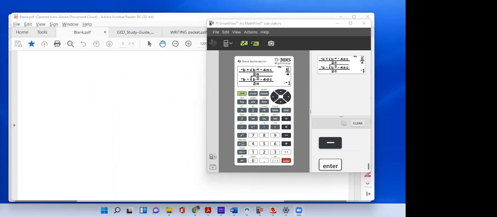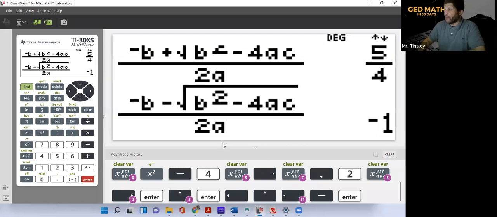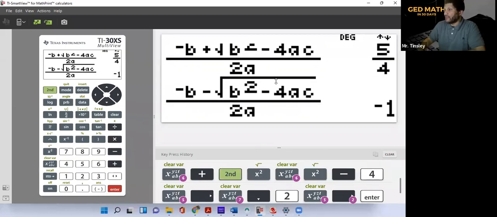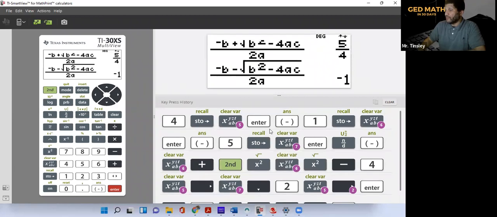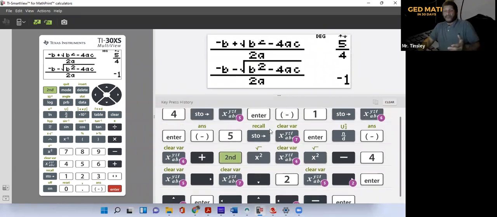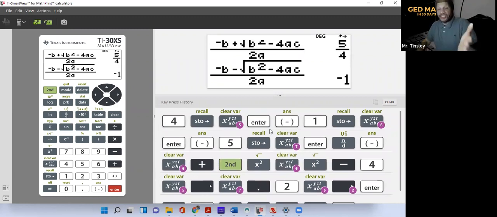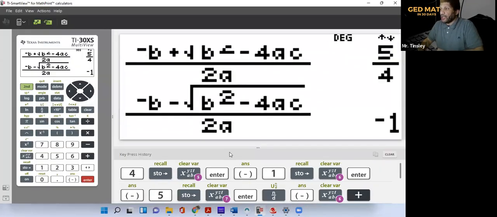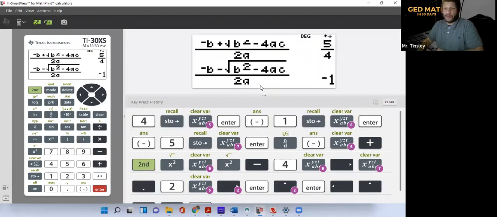Let me maximize the screen so we can see it. I don't know if you're gonna be able to see everything because that's a lot of typing. There we go. So you have to pause it if you look at this. But again, it still took you less than a minute, or less than 2 minutes. You saw how long it took me to solve this by hand.